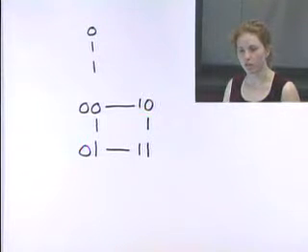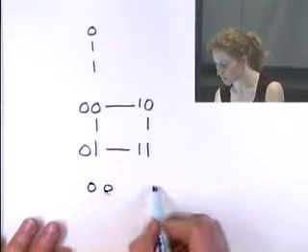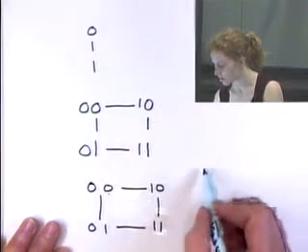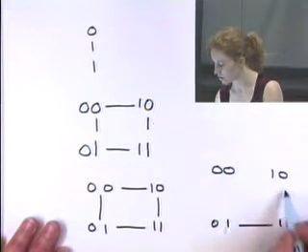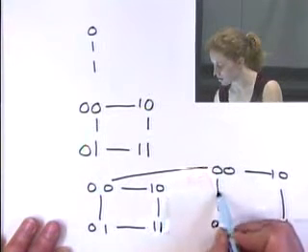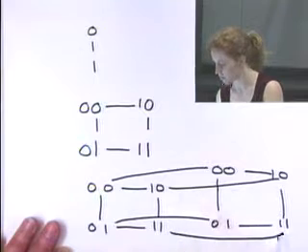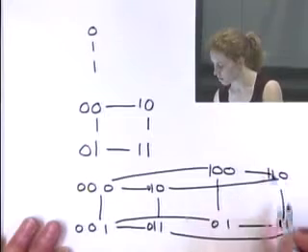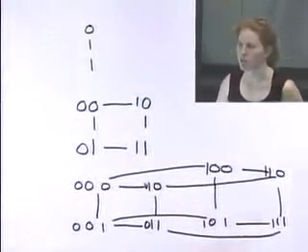So it looks a little funny doing it for these 4, right? But if I do this again, I copy it, draw lines between the ones that are the same, and then put zeros in front of one of them, and ones in front of the other one. That's a graph where everything's adjacent by exactly 1 bit.